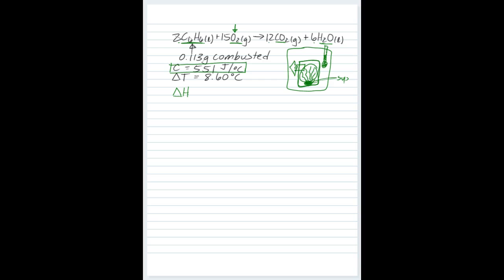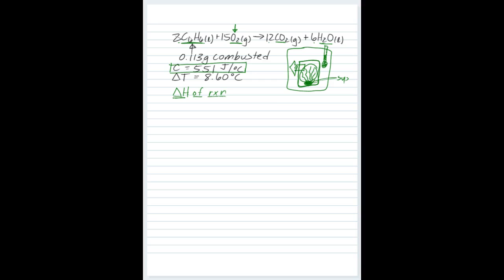So I went through all that because I want you to be comfortable with the idea that you can actually use a bomb calorimeter to estimate the change in enthalpy, even though it's not a perfectly constant pressure situation. Okay? So we are tasked with finding out the delta H of reaction.